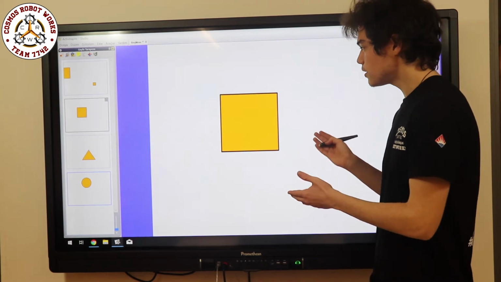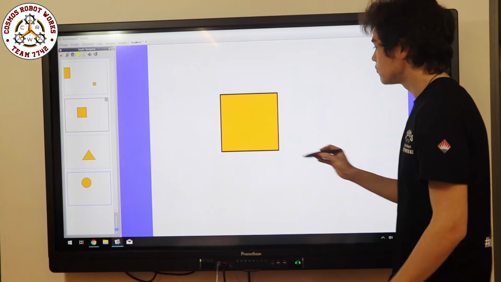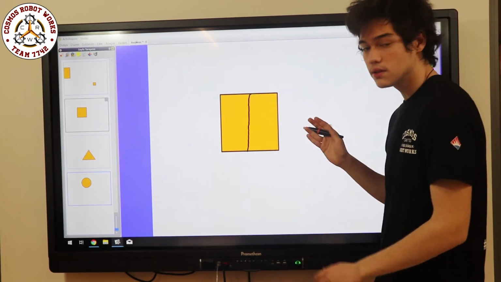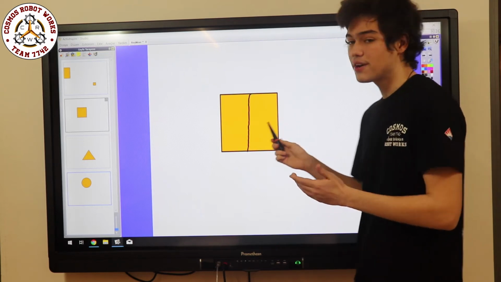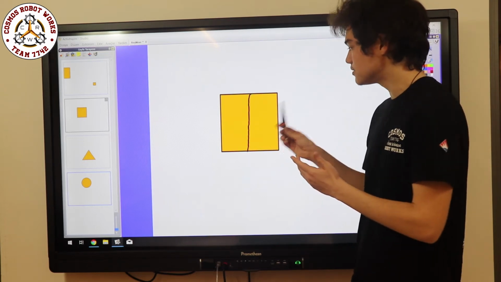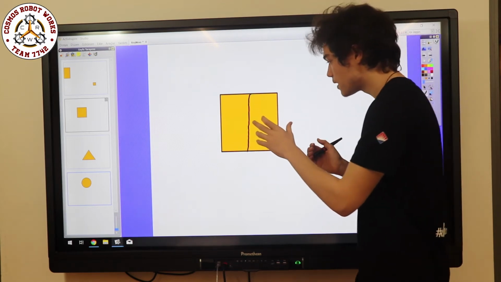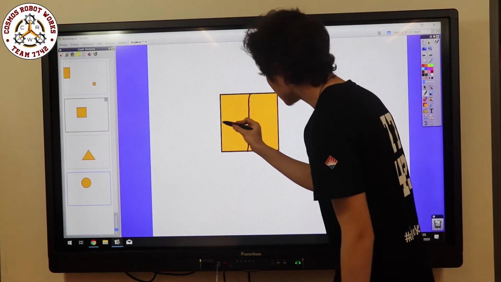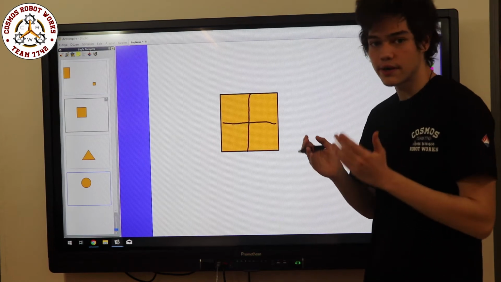Now, this square is a whole right now, but if we take a straight line right down the middle, it becomes two halves. Now, I could draw a straight line, but these are meant to represent two halves, and they're meant to be equal. Now, if we take another straight line, this time from here, we get four small squares.